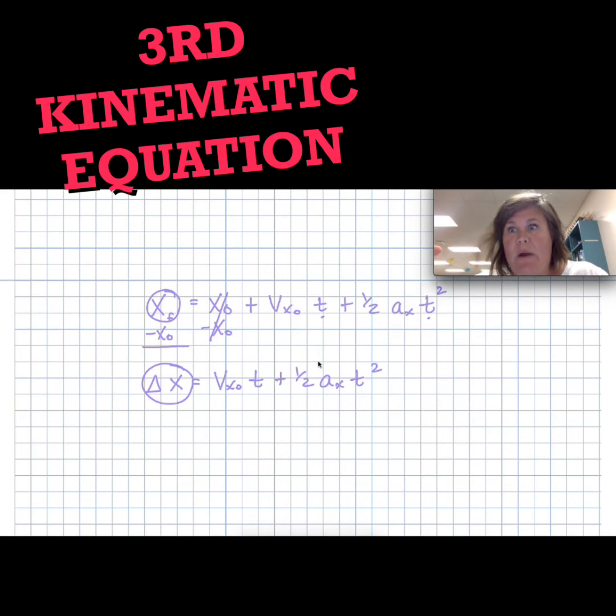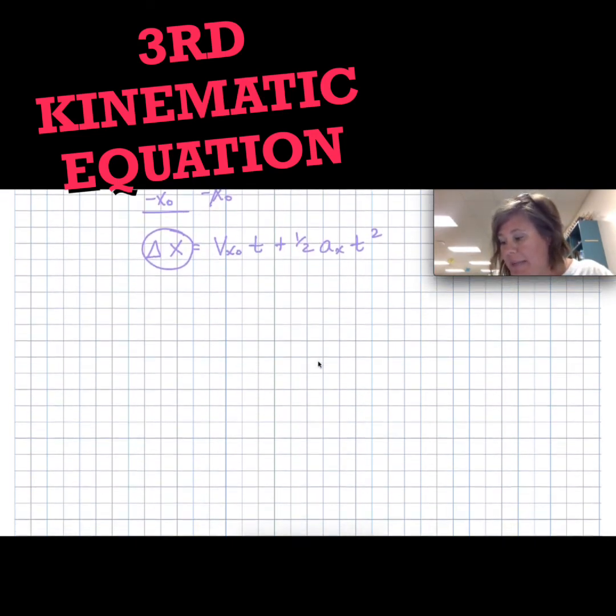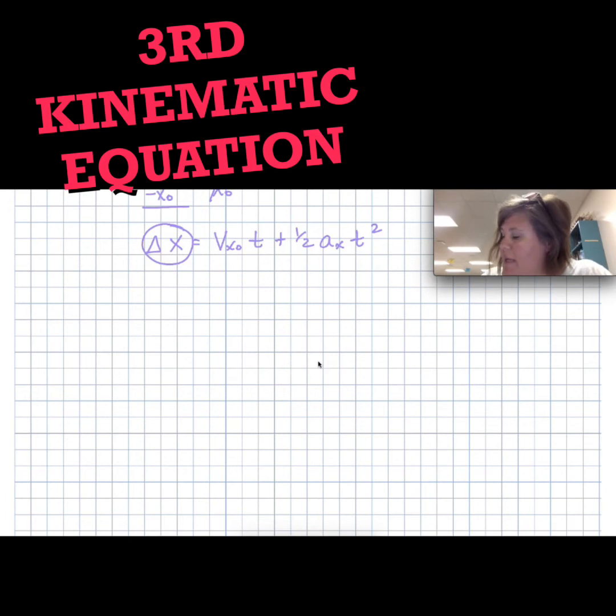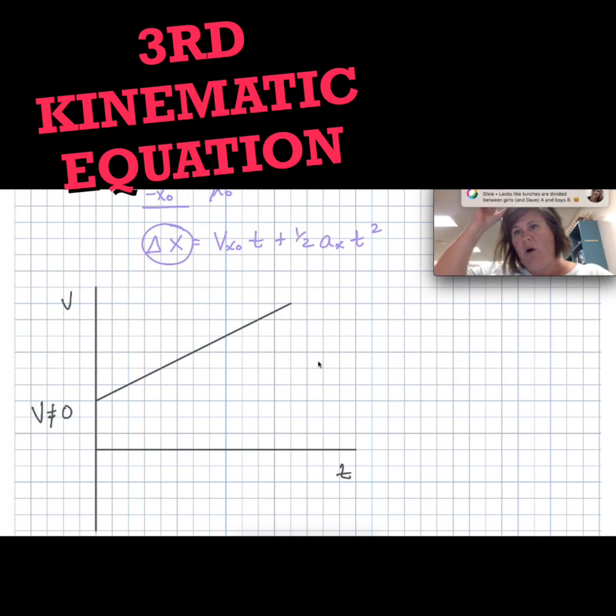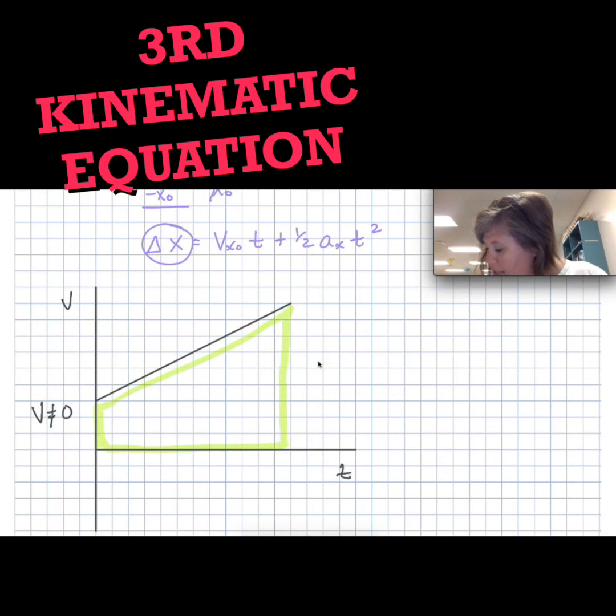So where does this equation come from? It's kind of along the same lines. As the last one, if we have a velocity versus time graph that looks like this, and again, we have to have that uniform slope or that constant slope. Now let's say that the initial velocity is not zero, okay? We know that the area under here represents the displacement.